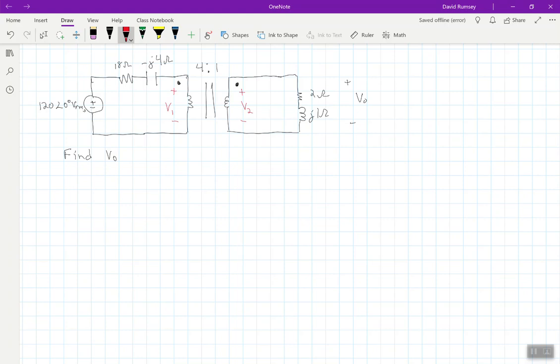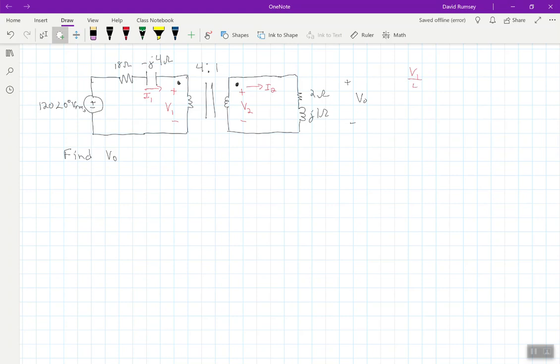And the V1, V2 is easy because it's just the plus goes with the dots. I1 goes into the dot. I2 comes out of the dot. And so my equations now I do know, and I'll even write them with the numbers in. I'll write some equations off to the side here.